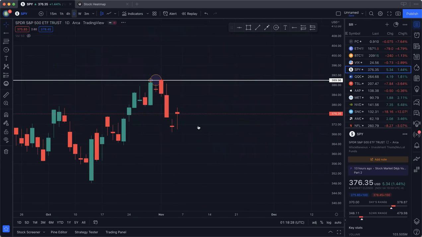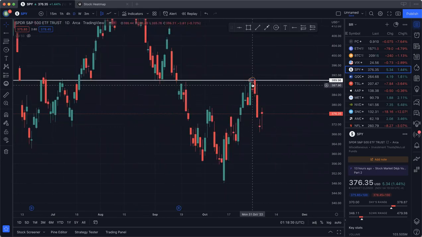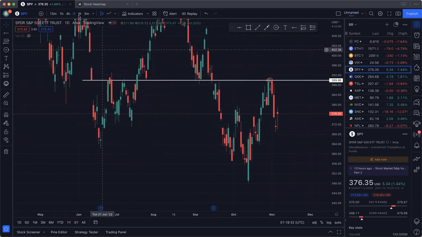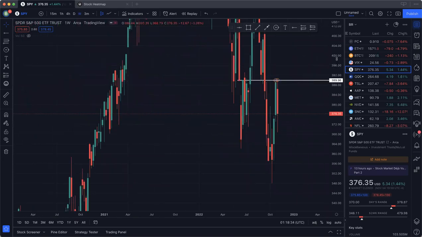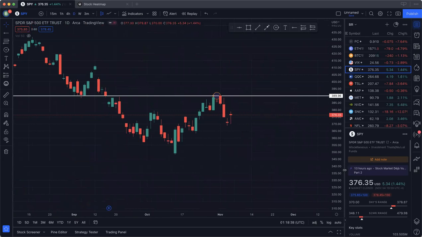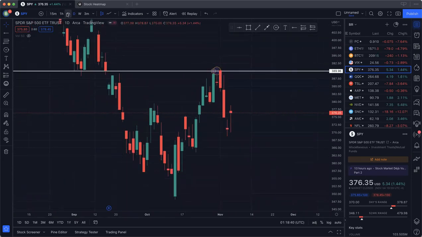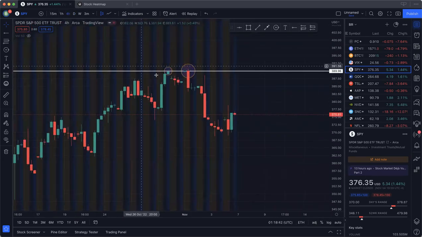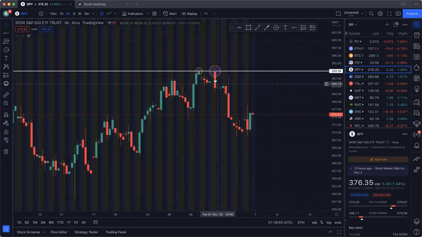So if we go down to the daily time frame, why we rejected off this so strong is we could have been expecting that because it was a weekly break and retest. So then when we go to the lower time frames to look for an entry, we could see on the 4-hour, it's a double top. That's confirmation in itself to get in. We broke the neckline, which was right here.